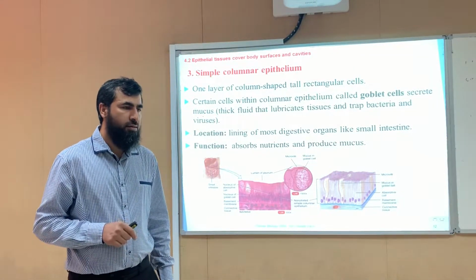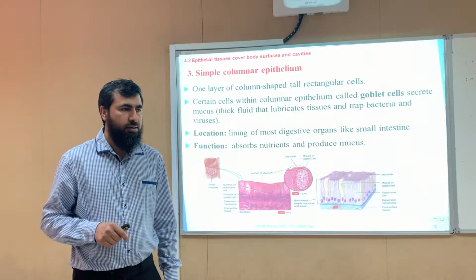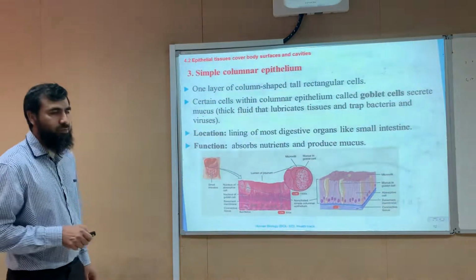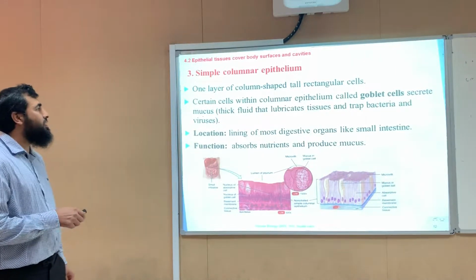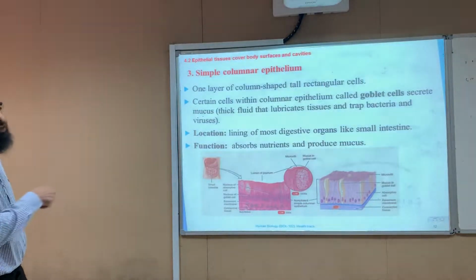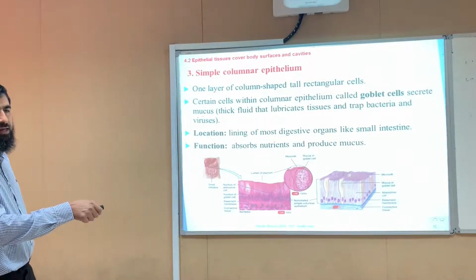Simple is one single layer. Columnar is column shape, like this. So simple columnar is one layer of column-shaped, tall or rectangular cells, okay?